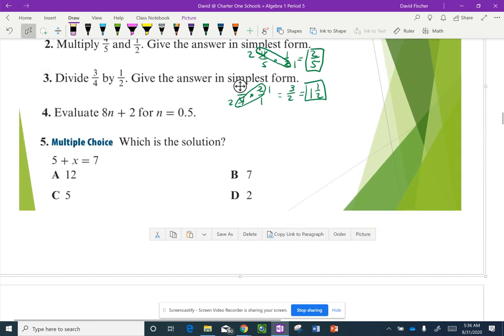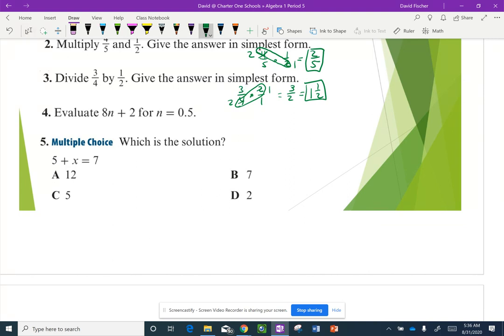Evaluate for n, so I'm going to put 0.5 in for n, right behind the 8, plus 2. I know 0.5 is the same as a half, and half of 8 is 4, so my answer is 6.